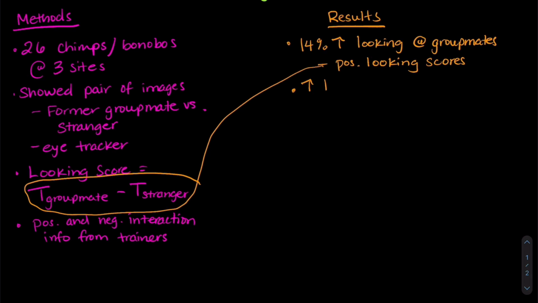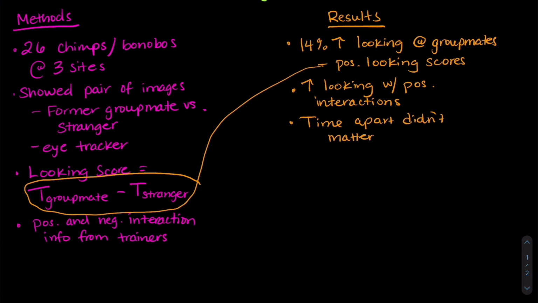The researchers also found with previous groupmates that looking time increased if the individuals had had positive interactions in the past. They also found that time apart didn't matter. So there was one ape that recognized a former groupmate 26 years after they had been separated. Also for this study, they found that apes that came from the sanctuary where one of the sites was located actually looked for longer at the images. And this is likely because these apes had done similar experiments before.